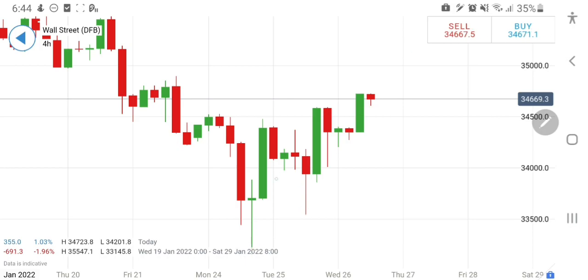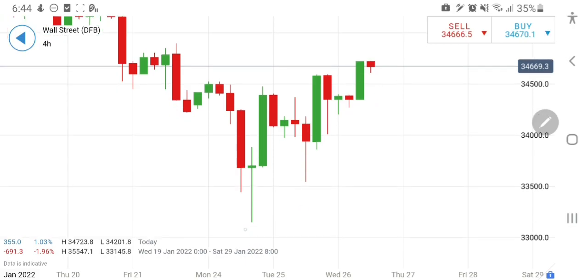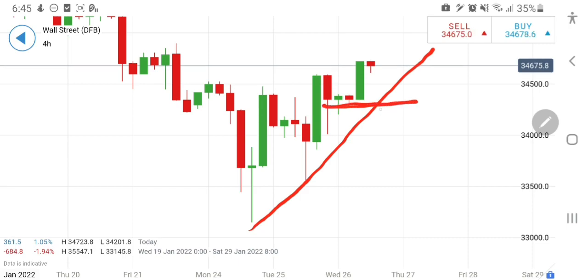Now you can see, if you connect the dots on the downside, you will find that on the 4-hour charts, the low for the day is at around 34,300 zone. Once it breaks 34,300, we might see a good drop, and it can break 34,000 and go farther also.